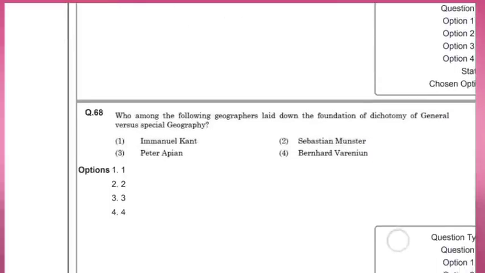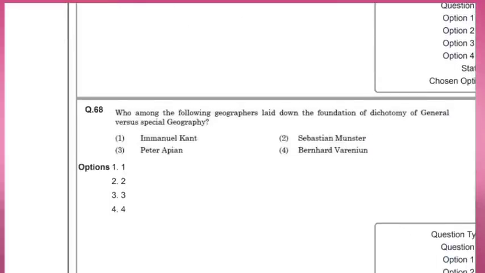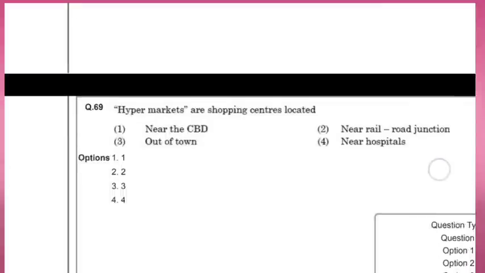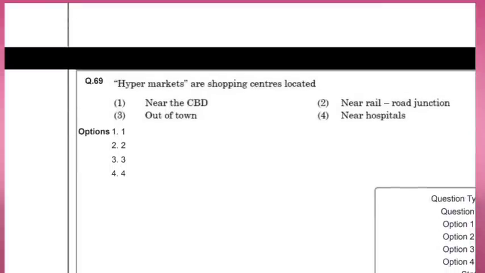And next, which of the following geographers laid down the foundation of the taxonomy of various species in geography? The correct answer is option 4, Wenham Barnium. And next, where are hypermarkets and shopping centers located? Option 3 is the correct answer, out of town.